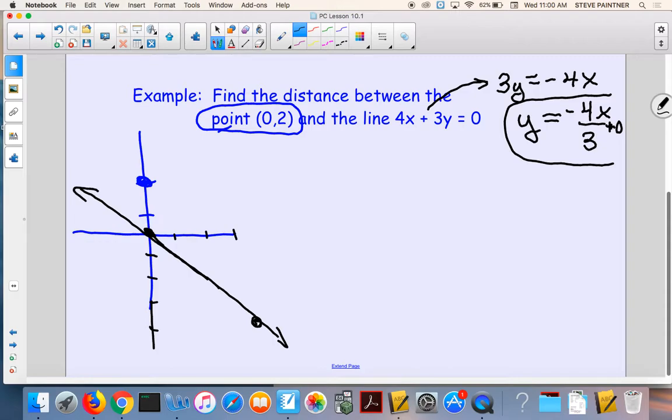Okay, so this is what you're doing. You're trying to find the distance between the point 0, 2, and the line given. Well, here's the distance right here. How far is that? And the nice thing about a sketch is you can almost guess the answer. To me, it looks like a distance of maybe 1 to 2. I should get an answer in that 1 to 2 range, okay? All right, take the formula up there and apply it.